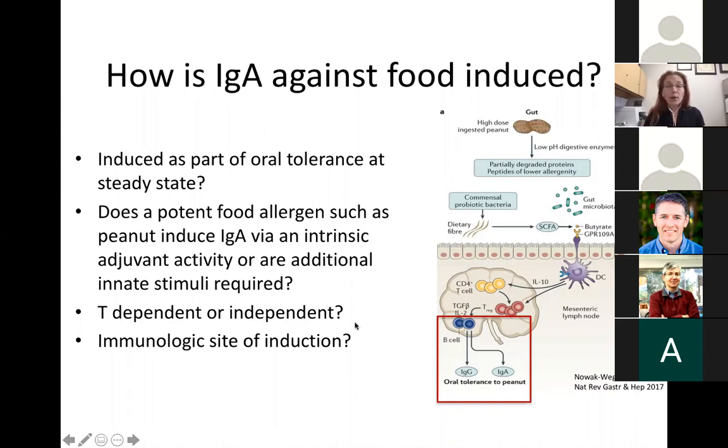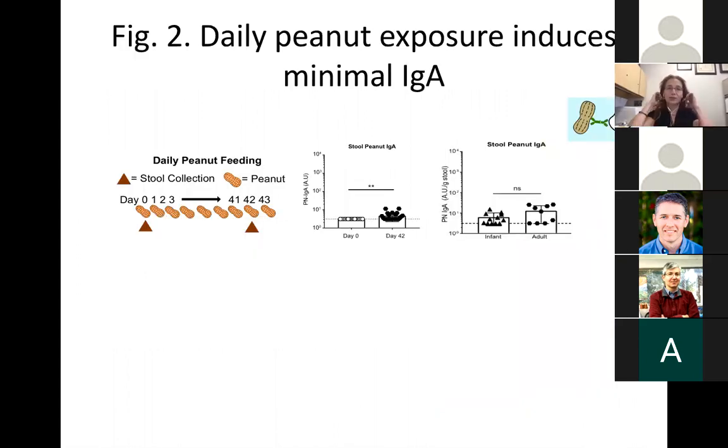And then as part of this, kind of the immunologic site of induction has also been postulated and actually mostly disagreed upon, but that's usually been done for work that has looked at IgA to toxins. So again, these are all open questions. And actually based on the work I'm going to show you today, we were only able to answer some of them. We're still working on a lot of these questions.